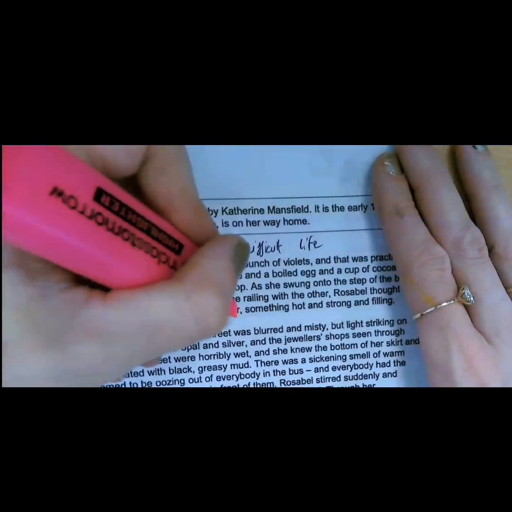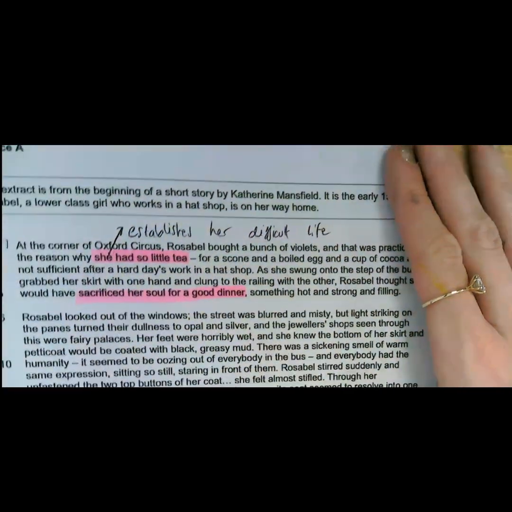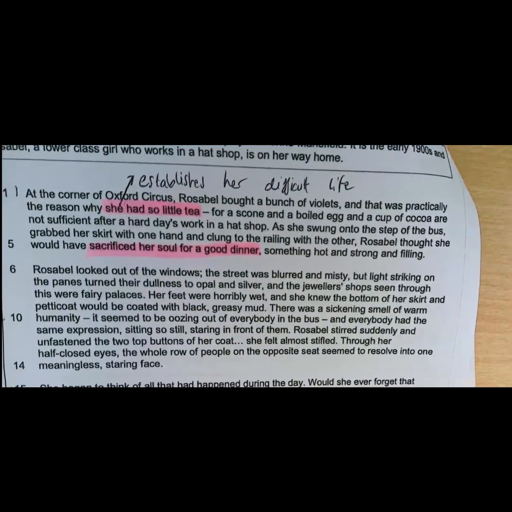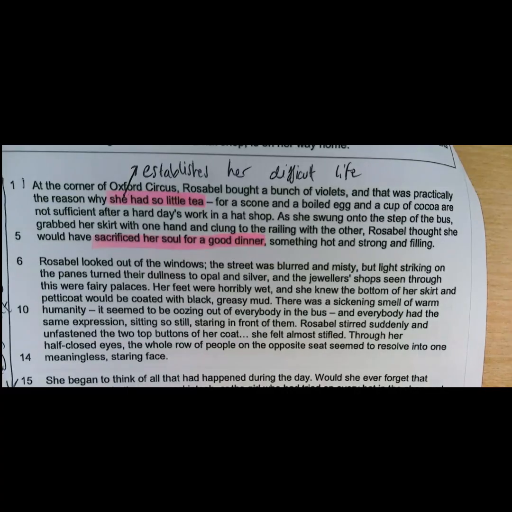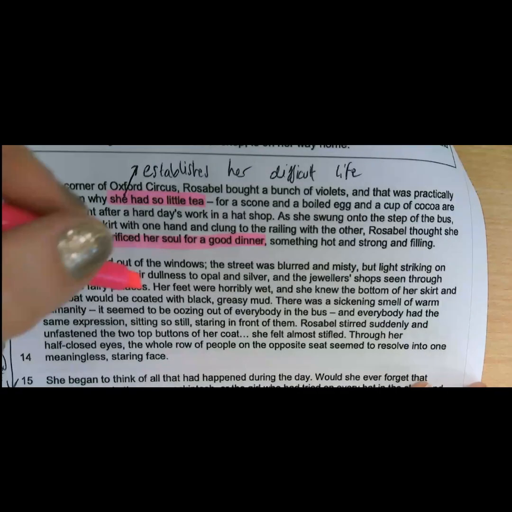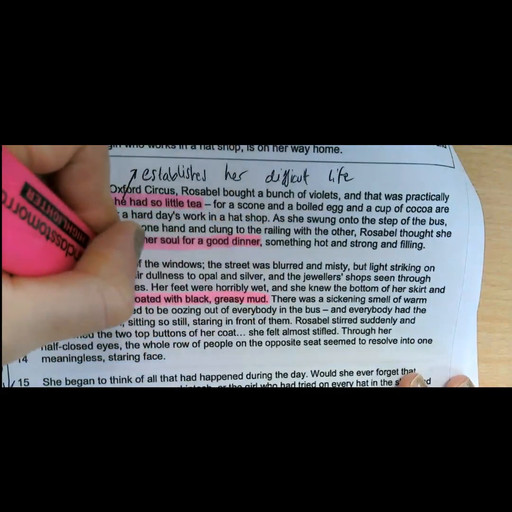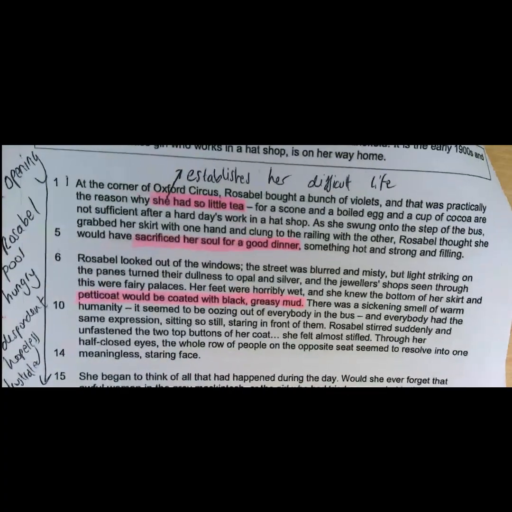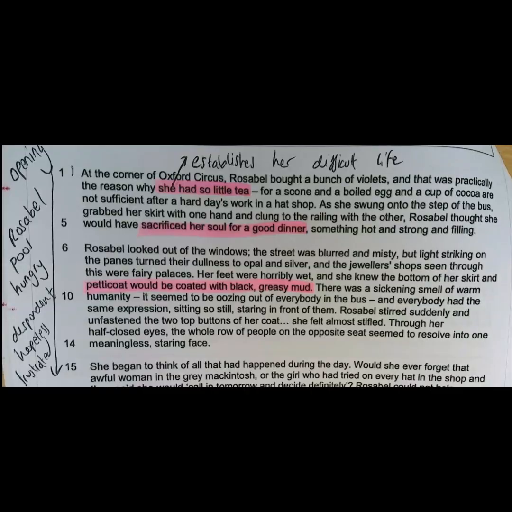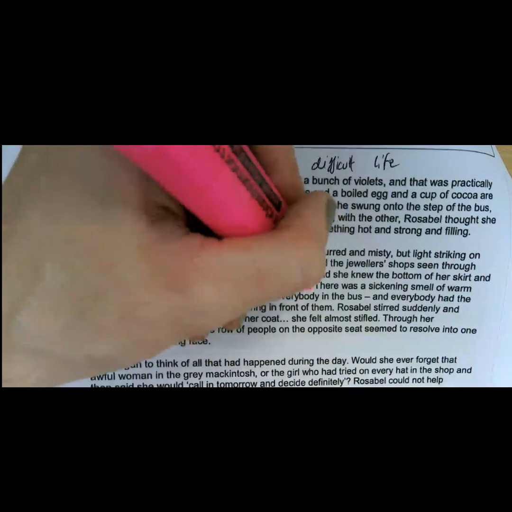Also, she'd have sacrificed her soul for a good dinner. That really reinforces it there. And then we've got this bit that we've already talked about, and we could use a few quotes from here. As I'm going for Rosabel's situation, I think I'm going to find some that talk about her. So I'm going to go for her black greasy petticoat. The petticoat, by the way, is the thing that women used to wear underneath a skirt. And I'm going to go for her feet were horribly wet.